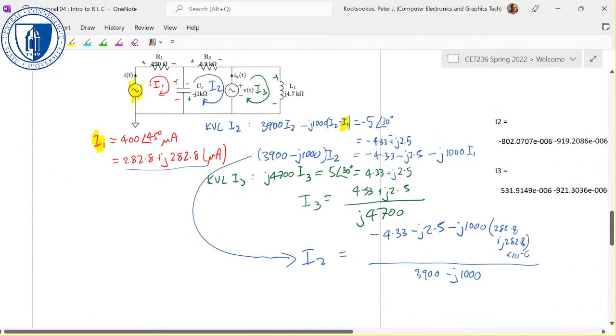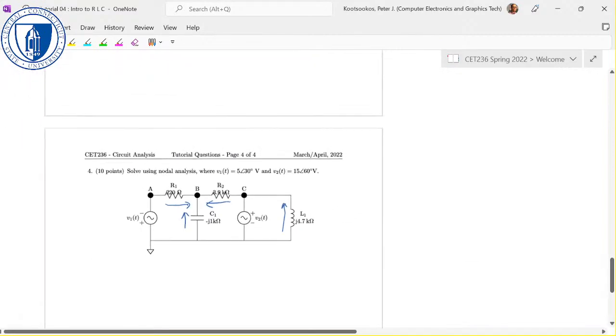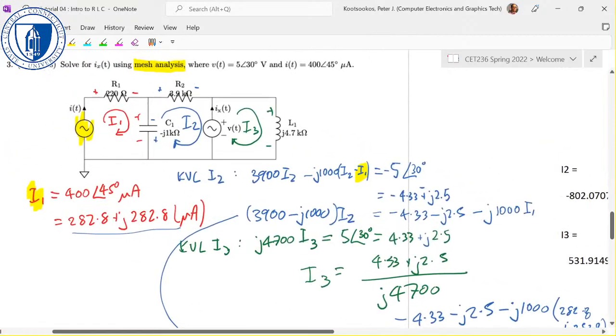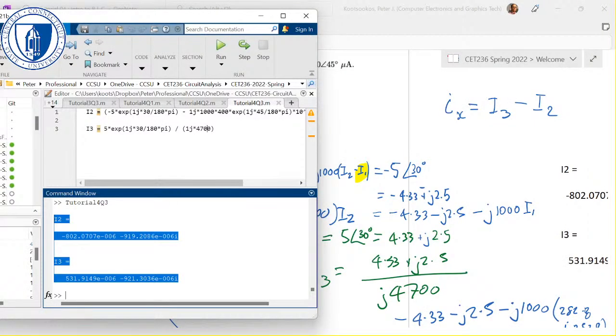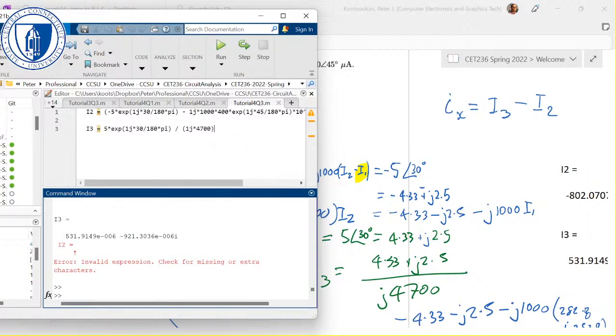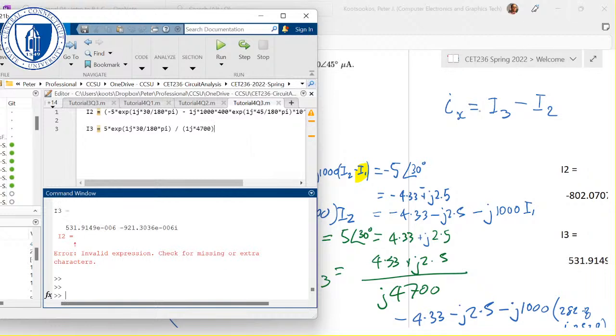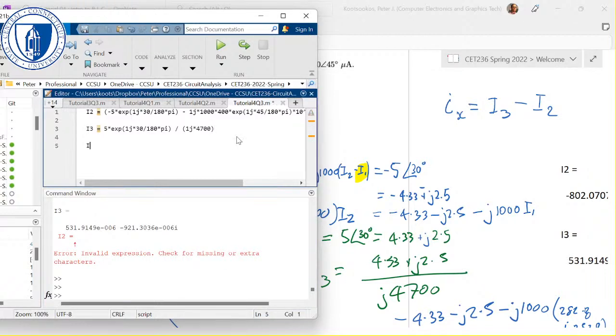Okay. We didn't answer the question. Very good. So the question is, solve for Ix. And there's Ix. And it looks like Ix equals I3 minus I2. Okay? So let's just do that in here. I wish I could figure out why it doesn't like me doing that. Anyway, Ix equals I3 minus I2. And let's run that.